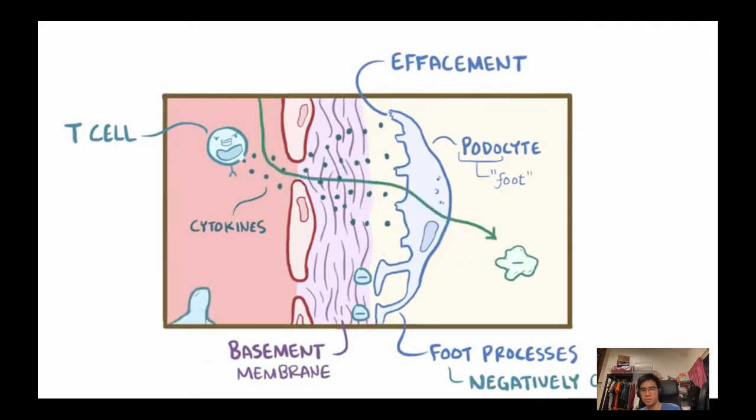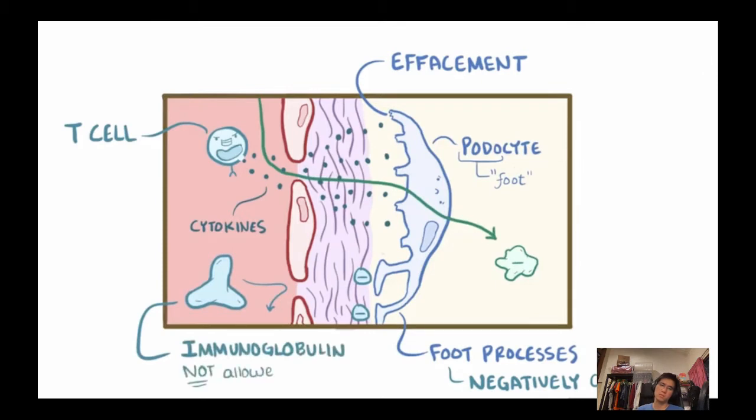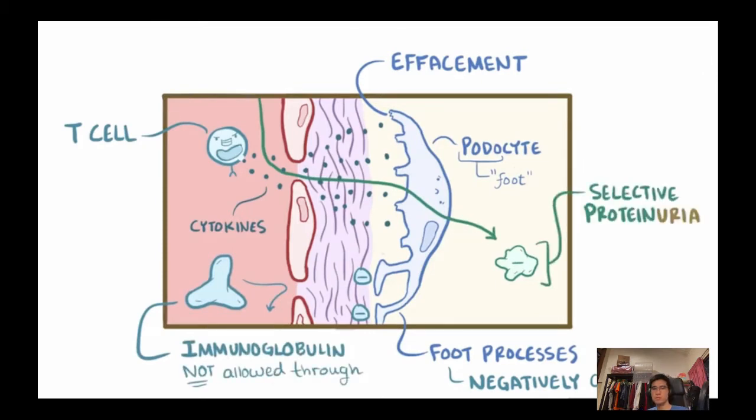And albumin is allowed to slip through from the blood into the nephron. Even though albumin goes through, other larger proteins like immunoglobulin aren't allowed through. And so with minimal change disease, there's selective proteinuria. The exact identity and mechanism of these ominous T cell cytokines, though, still remains a mystery.